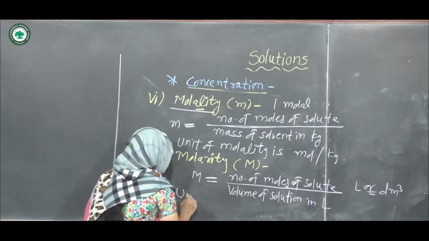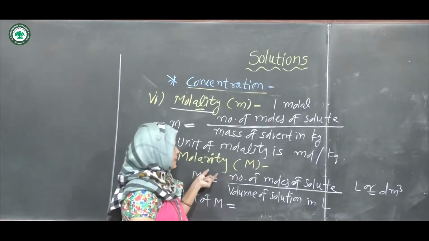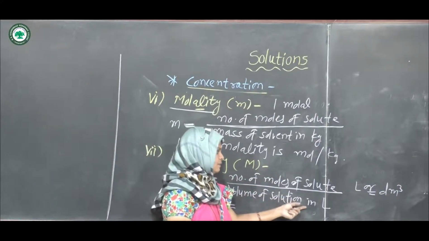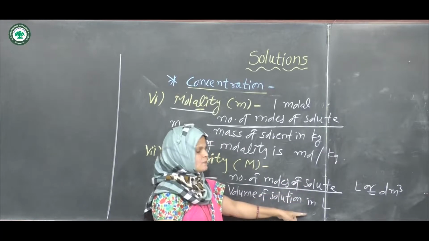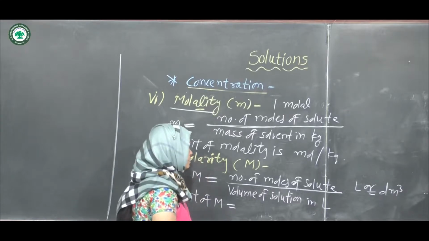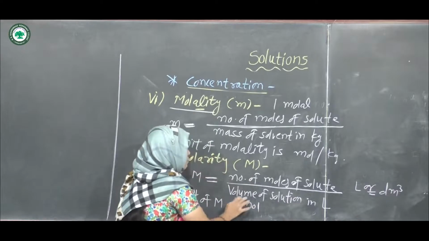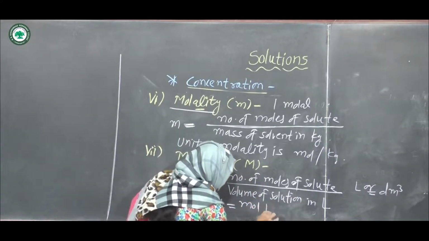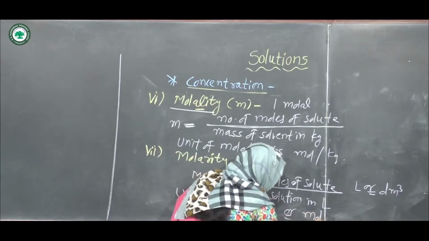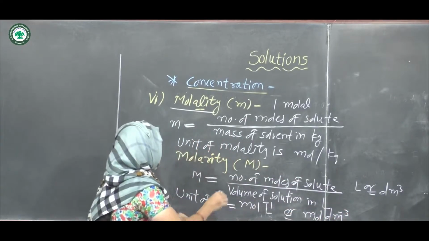What is the unit of molarity? Molarity is defined as the number of moles of solute dissolved in the volume of solution in liter. The number of moles of solute in 1 liter of solution is called a 1 molar solution. The unit is mole per liter, or mole per dm cube. It is the unit of molarity.